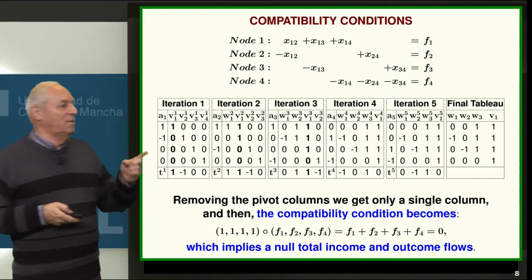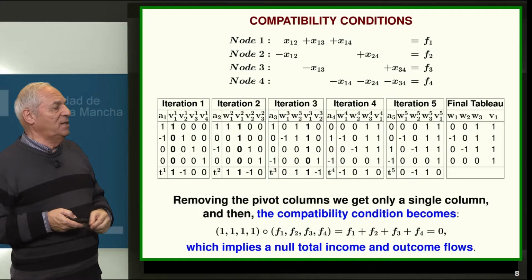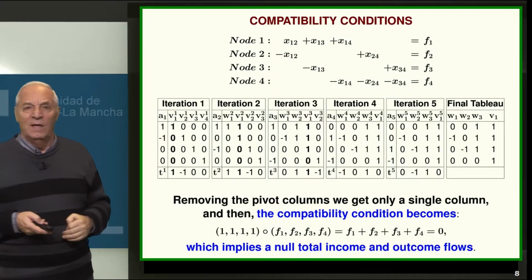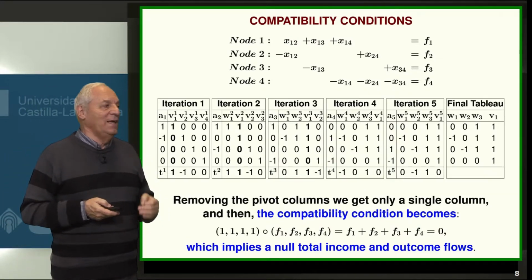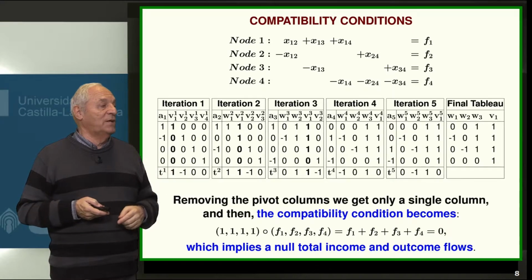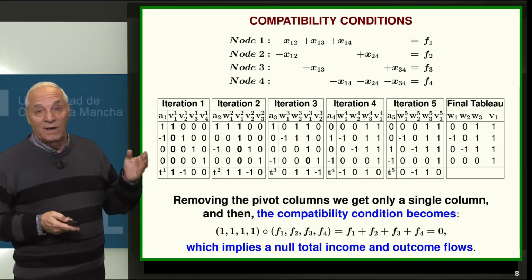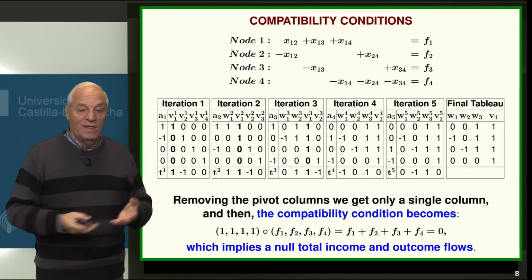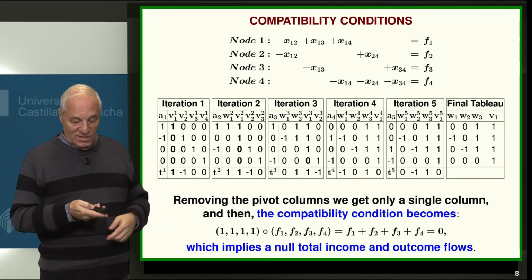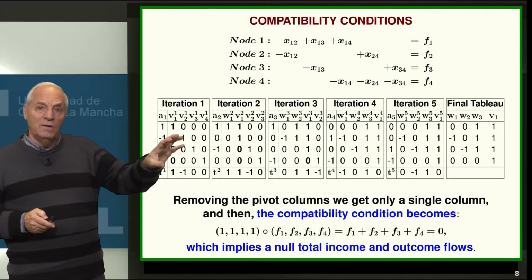If we remember, the compatibility condition was that the scalar product of the independent terms vector by the subspace generators had to be 0, because they had to be orthogonal. So, we multiply the vector 1, 1, 1, 1 by the vector f1, f2, f3, f4, which is the independent terms vector, and that gives f1 + f2 + f3 + f4 = 0. Thus, the system is compatible if the sum of all flows that enter the system is equal to 0.